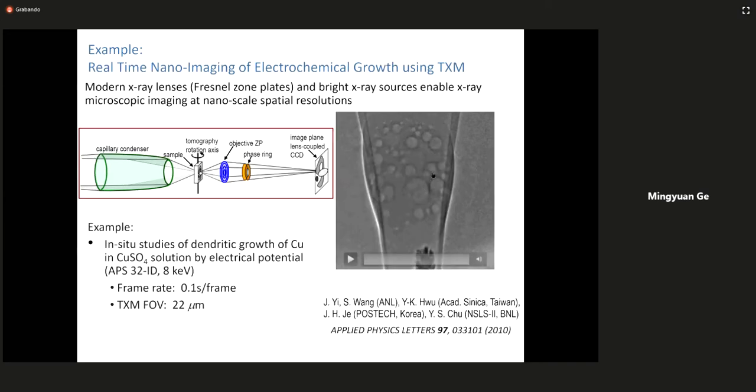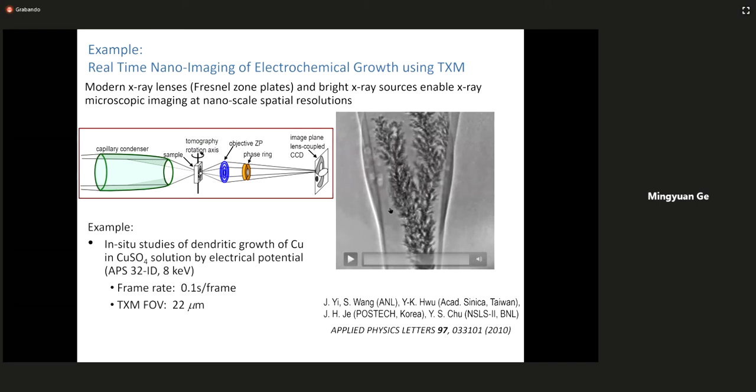So this is just one example showing the growth of copper into the copper sulfide solutions. We can see the dendrite growth into solutions by applying the voltage. We can clearly see the nanoscale part. The field of view is about 20 to 40 microns. If you look at the detail of the dendrite features, they are about a few to 10 nanometers.